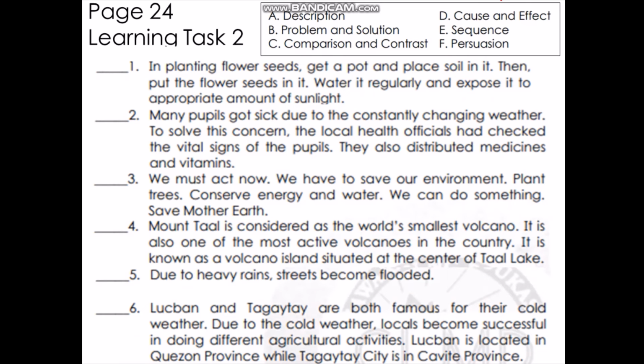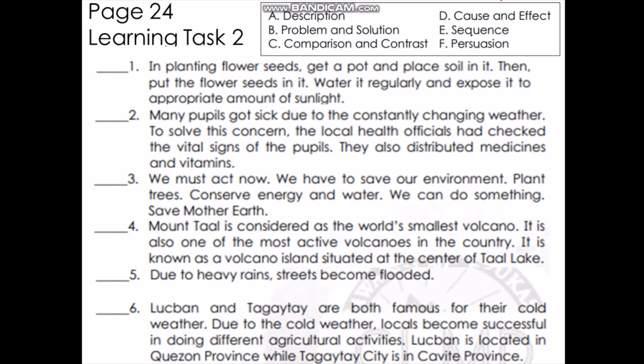Okay, now, let's do this one. Answers only. Again, just write in your paper, page 24, learning task 2. And can you see the box? So, at the top, you're going to choose your answer there, letters only. So, A, description, B, problem and solution, C, comparison and contrast, D, cause and effect, E, sequence, and F, persuasion. So, what are you going to do?